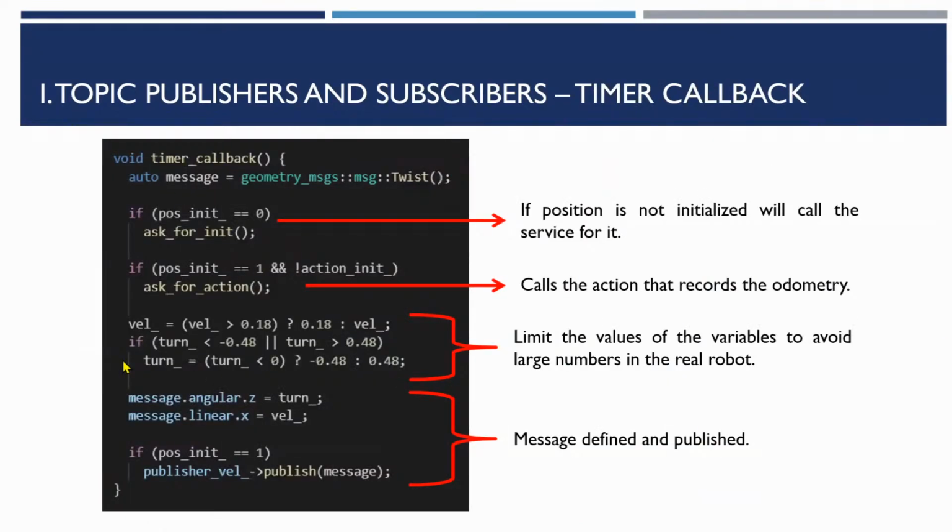In this timer callback, if the pose is not initialized, it should ask for the service to do it. If the action that records the odometry is not called, it's going to call it. We also have a threshold so the values that the messages can output are not too large, to make the robot safer. And finally, publish the message.